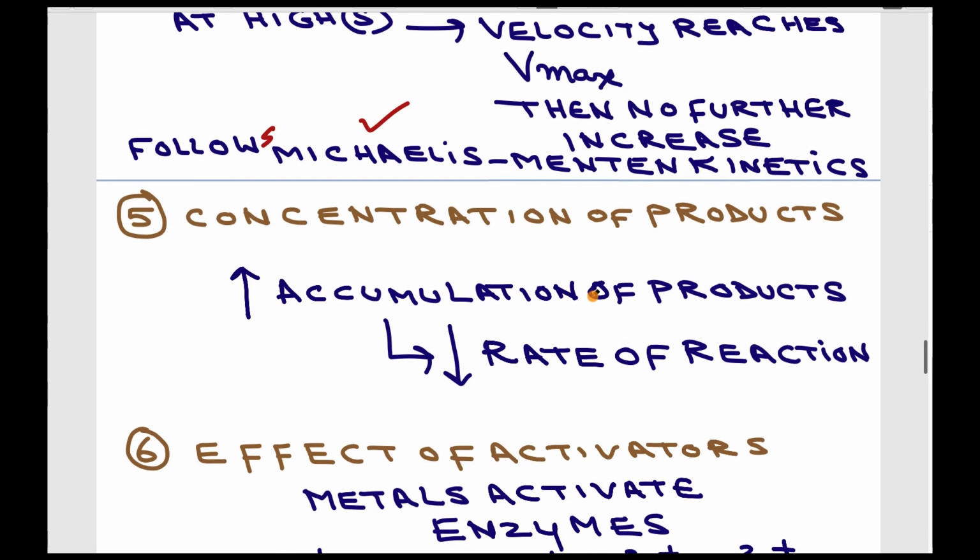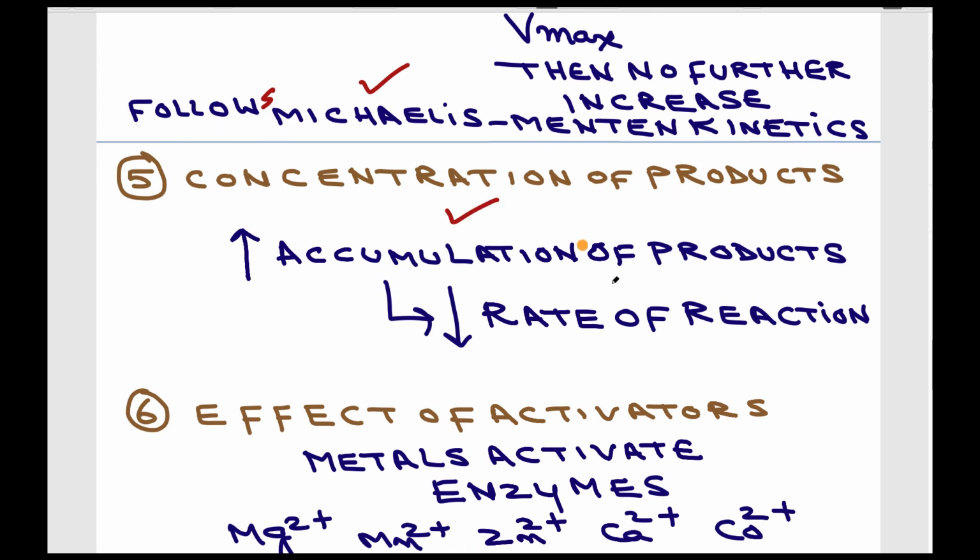Okay, then the next one is the concentration of products. The accumulation of products will decrease the rate of reaction. Why is it so? When enzyme and product are in combination, there is no vacant enzyme molecule, so they cannot bind the substrate. That is the reason the rate of reaction will decrease. That is where the significance of absorption after the digestion process comes in. In the digestion process, enzymes will act, but those products will be removed through the absorption process so that enzyme molecules will be vacant, and more substrate molecules can be taken up.